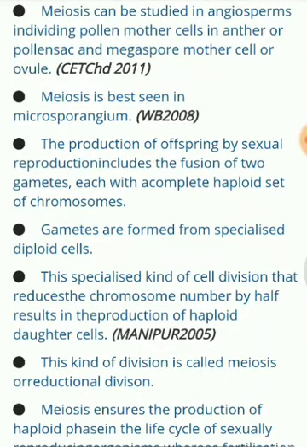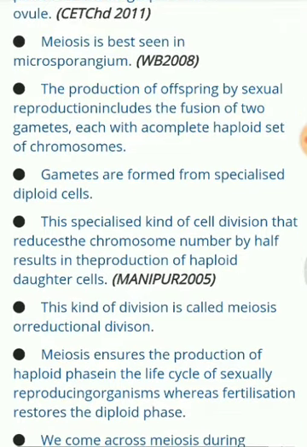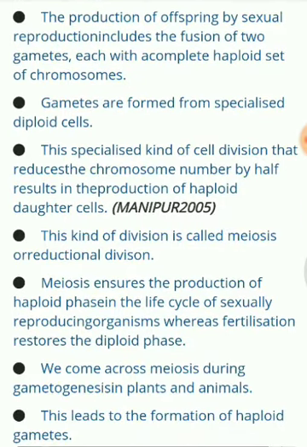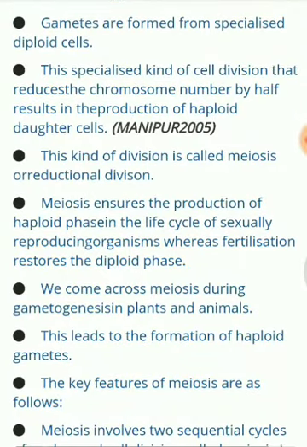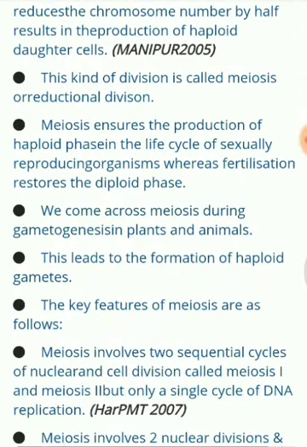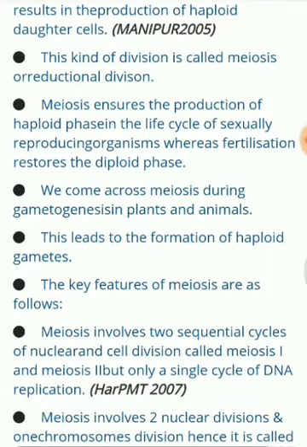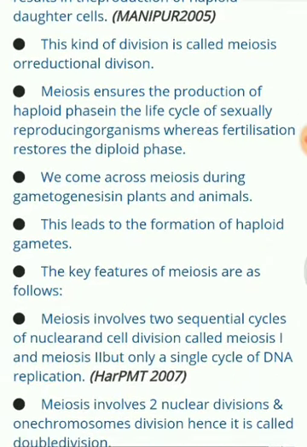The production of offspring by sexual reproduction includes the fusion of two gametes, each with a complete haploid set of chromosomes. Gametes are formed from specialized diploid cells. This specialized kind of cell division that reduces the chromosome number by half results in the production of haploid daughter cells. This kind of division is called meiosis or reductional division. Meiosis ensures the production of the haploid phase in the life cycle of sexually reproducing organisms, whereas fertilization restores the diploid phase. We come across meiosis during gametogenesis in plants and animals. This leads to the formation of haploid gametes.